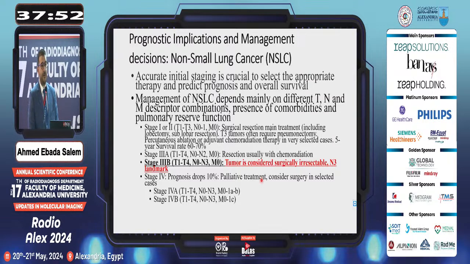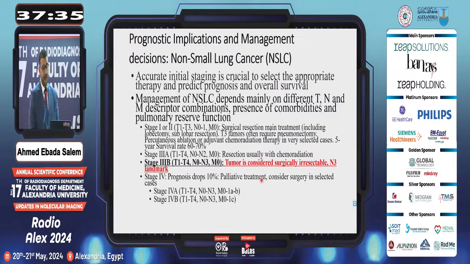So how do we manage lung cancers? Accurate initial staging of lung cancers is very important to select the appropriate therapy as well as predict prognosis of these cancers. Management of non-small cell lung cancer depends on the T and M combination.